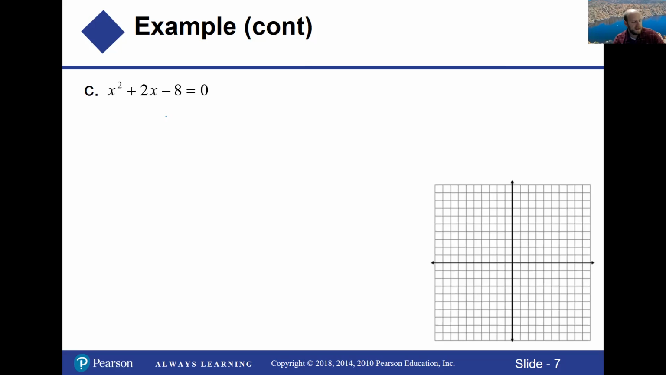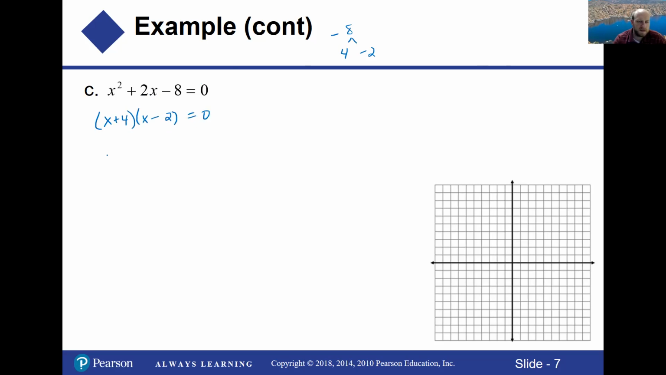So it makes sense. And then the last example here, this one you can guess is going to have 2 real solutions. So let's figure that out. So we have x squared plus 2x minus 8. Again, I can actually factor this. So we know factors of -8 that add to 2 would be 4 and -2. So this would be x plus 4 and x minus 2.